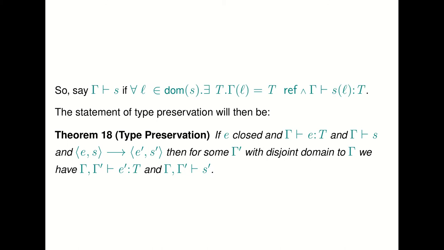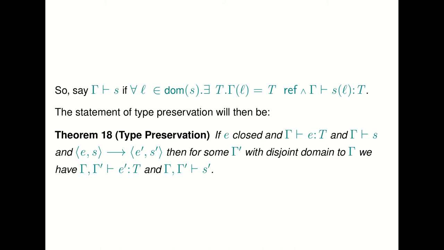Okay. And so now we're going to introduce a little bit of notation. We're going to say that gamma satisfies S if for every location L in the domain of S, there exists a T such that gamma of L is equal to T ref, and the value stored in S at the location L has the type T. What this is saying is that all the types of locations mentioned in gamma are compatible with the actual values that occur inside of S. So for each location L in S, we check that S of L has the type T where gamma of L is equal to T ref. So we could write this as gamma turnstile S of L colon T, where T is gamma of L. The only reason we don't write it that way is we want to ensure that this gamma is actually defined, because it's a partial function.